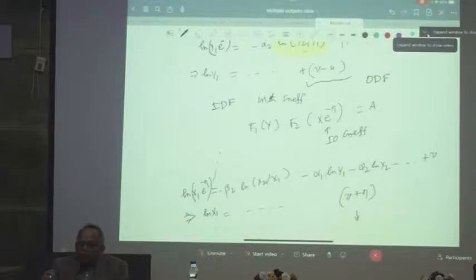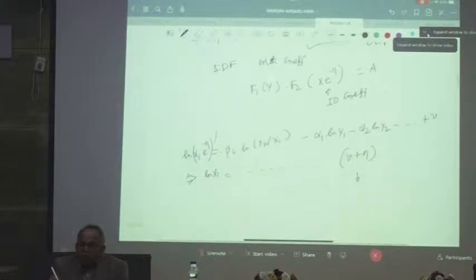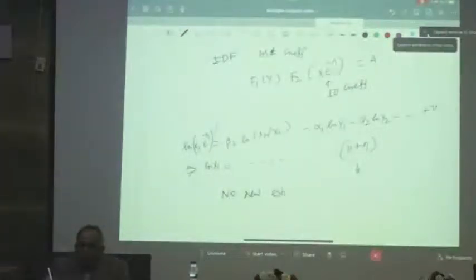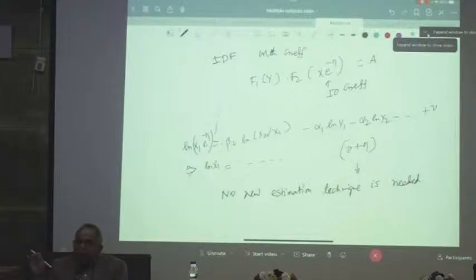So again, you don't need to know anything new. No new estimation technique is needed. So you see that knowing how to run SFA can give you a lot of things. It's not that you have to learn something new for every model that you are using.